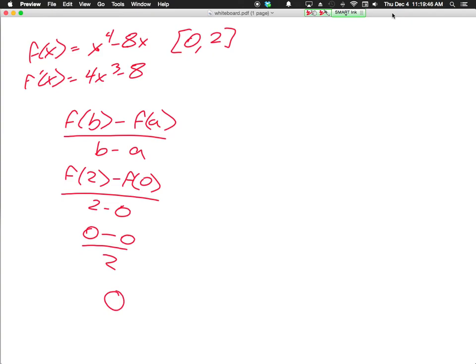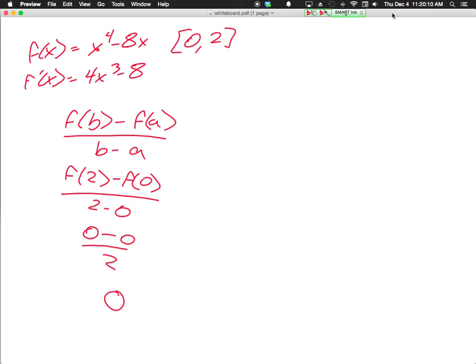Do you plug into the derivative or the original? The original. I'm finding f, so I've got to plug 2 and 0 into f. So that means my average rate of change from 0 to 2 of this function is 0. Okay? I need to figure out at what x value between 0 and 2 does the derivative equal that.